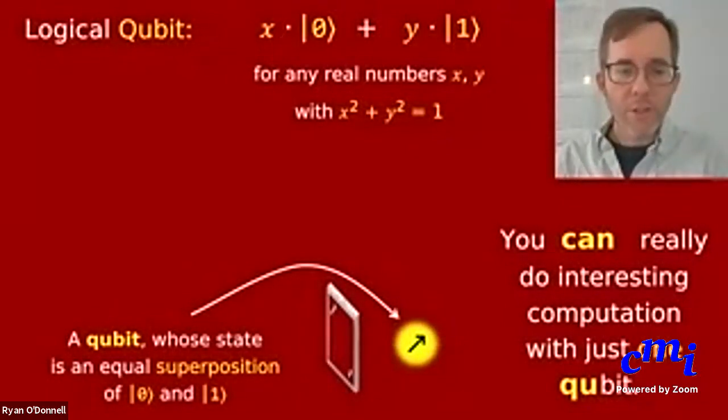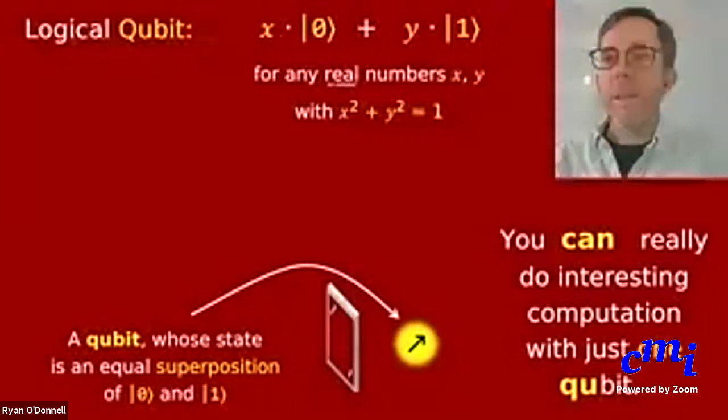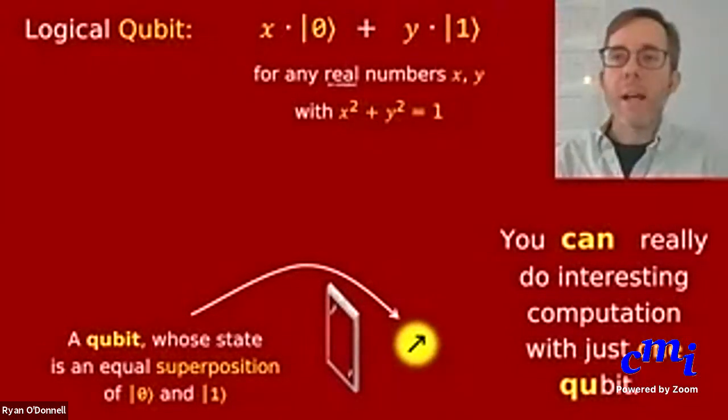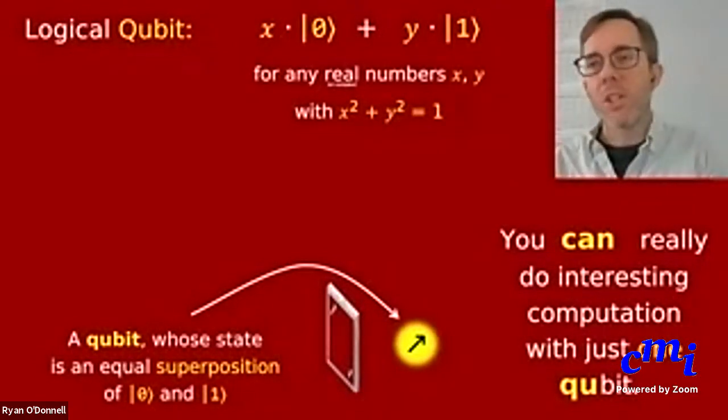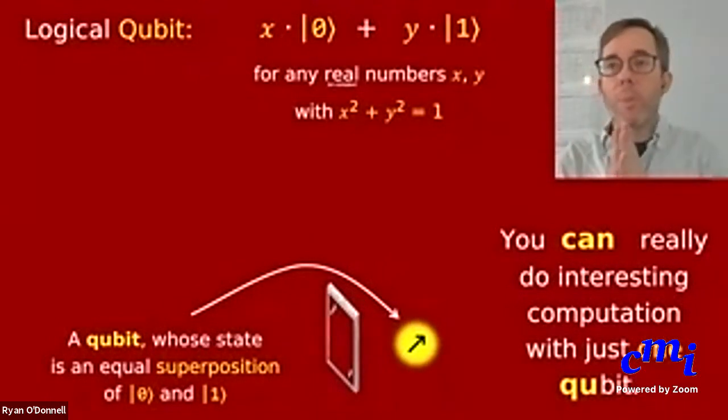I'll answer the question from the chat in just a second. Technically, if you're in the know, you may know that these amounts x and y can even be complex numbers, but I put it real teeny tiny on the slide, so never mind about that. Just imagine them as real numbers. So this is all the possible states of a qubit.